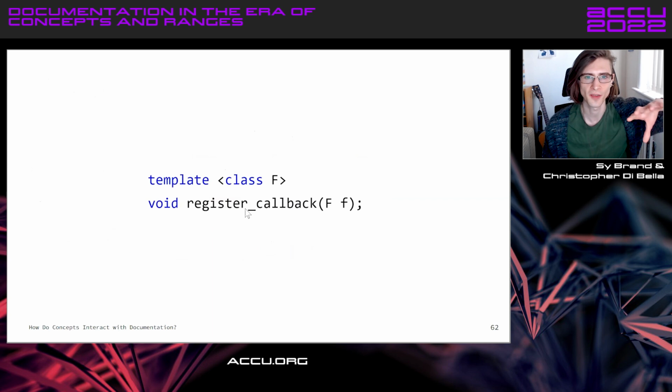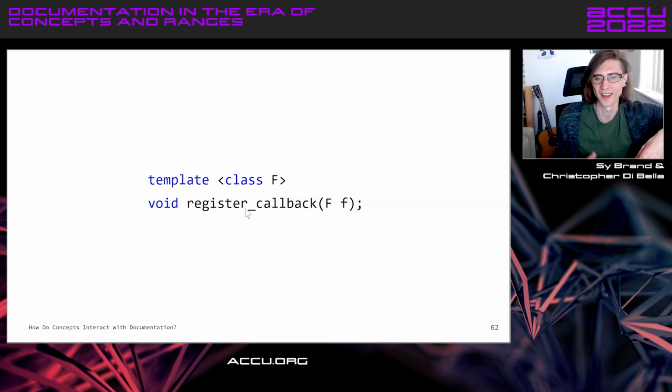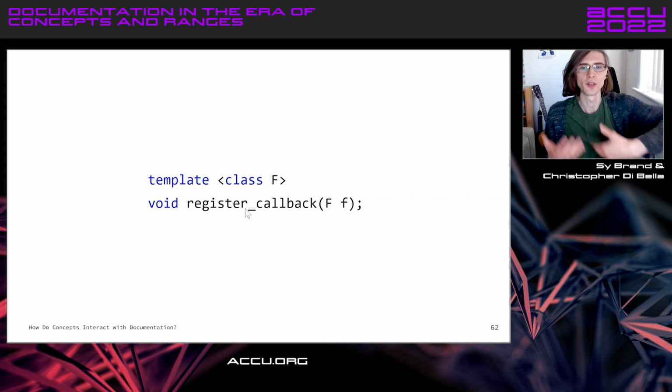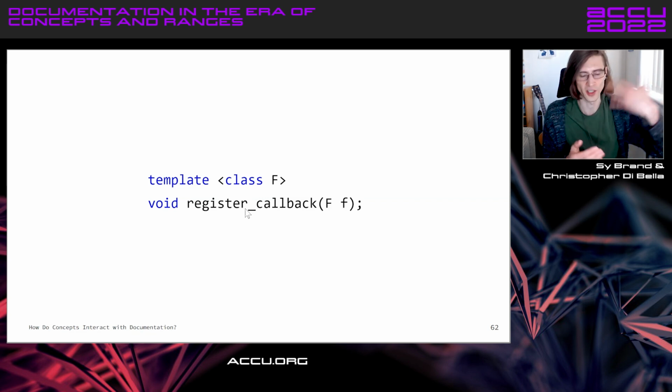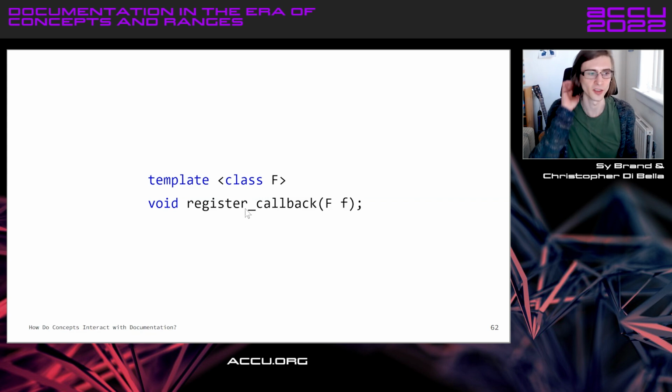So say we have this function register callback, which takes some f whose type is a template parameter. Now, what does this function do? What can you pass it? Well, we can kind of intuit that, okay, we're registering a callback. This type is called f, so it's probably a function, right? But we don't know what the function should take as an argument or what it should return. We can't tell without either having some documentation on top of this or by looking at the implementation.